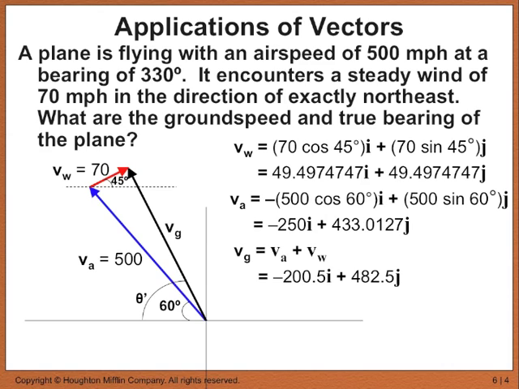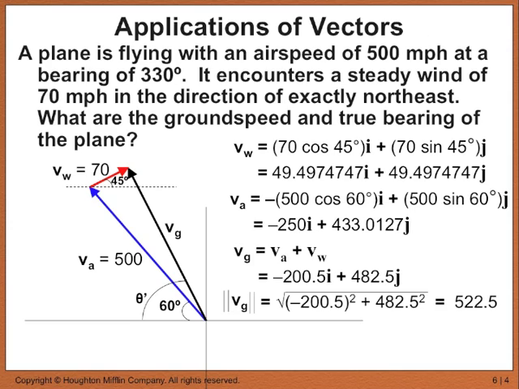49.4974747 minus 250 is negative 200.5. That's where the negative 200.5i comes from. And 49.4974747 plus 433.0127 is 482.5, and that's where the 482.5j comes from. So this is V sub g in SUV notation. And now we're ready to answer the original question. We want to find the ground speed, that is the magnitude of V sub g, and we want to find the true bearing, that is the bearing of V sub g.